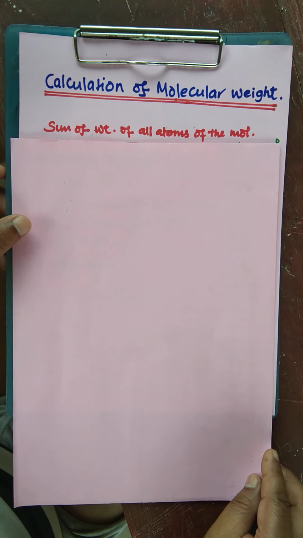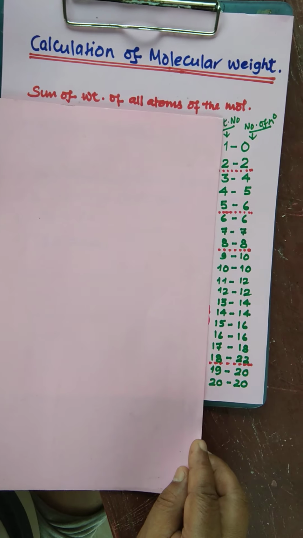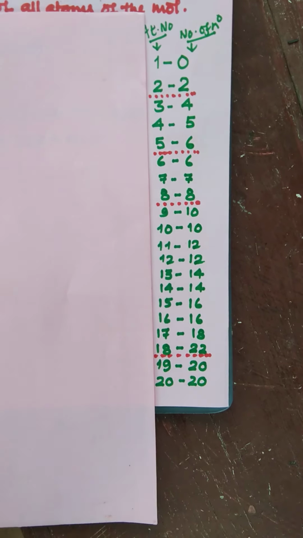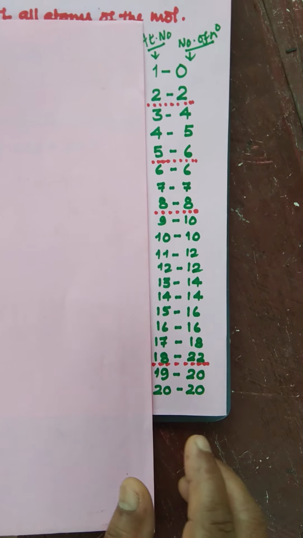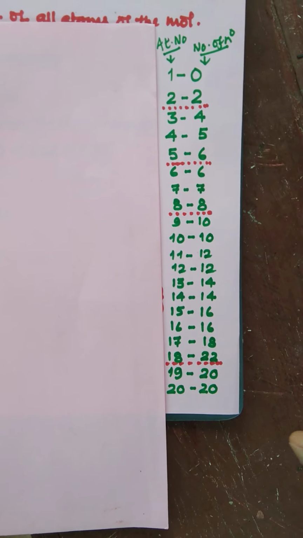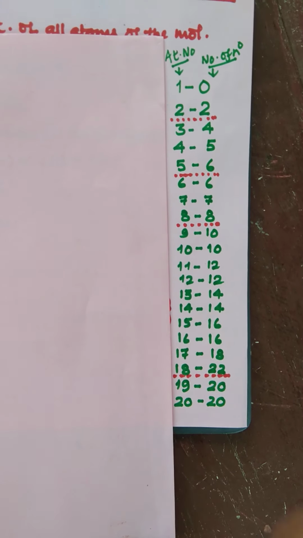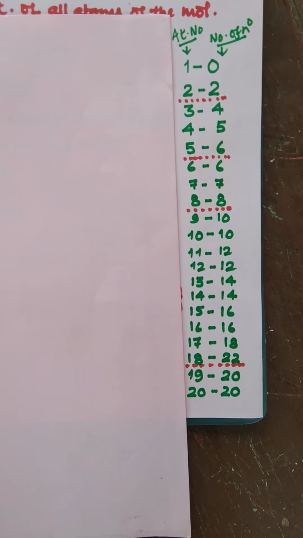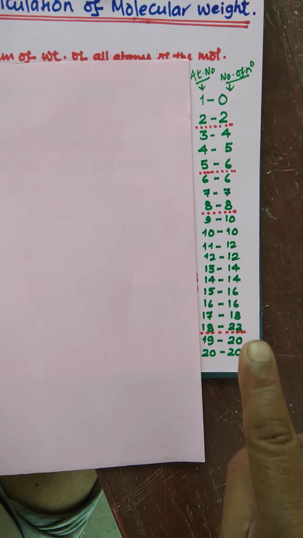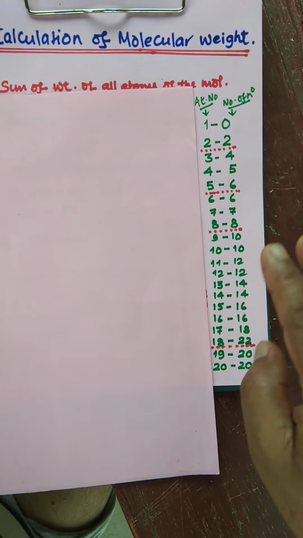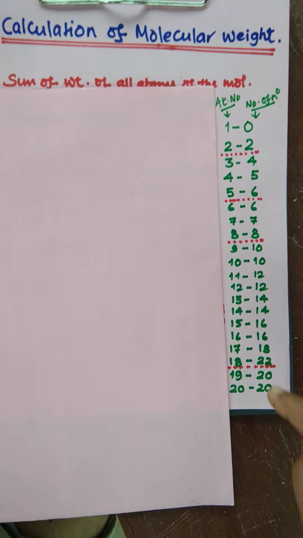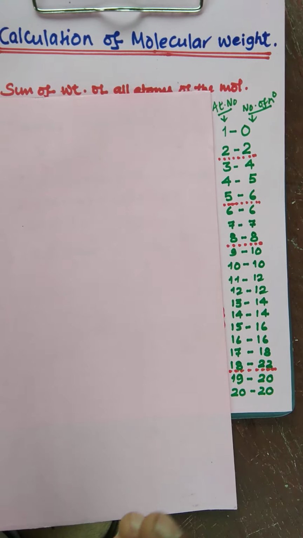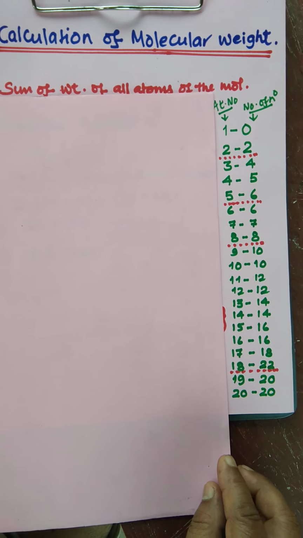One of the most important things is the number of neutrons present in the first 20 elements. You write it on the extreme right-hand side of this paper, which is 1 0. That means 1 means hydrogen and it has no neutron. 2 means helium and it has 2 neutrons, and similarly for the others, and this you know. Now if you know all these things, then you can move towards the calculation of molecular weight.